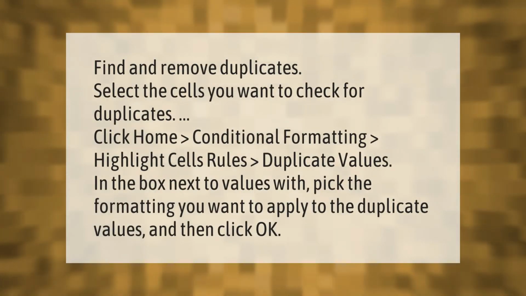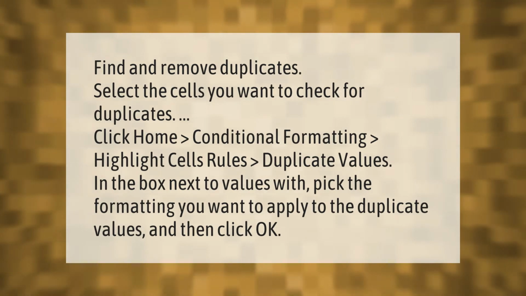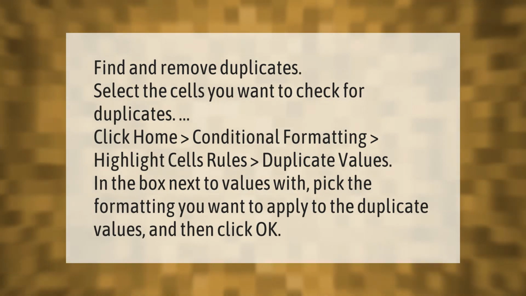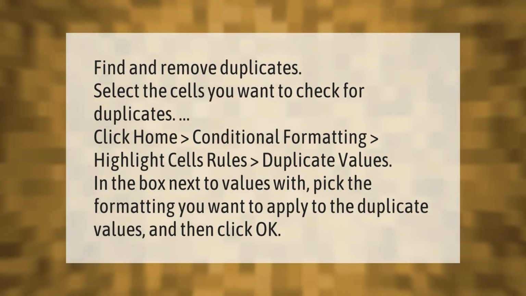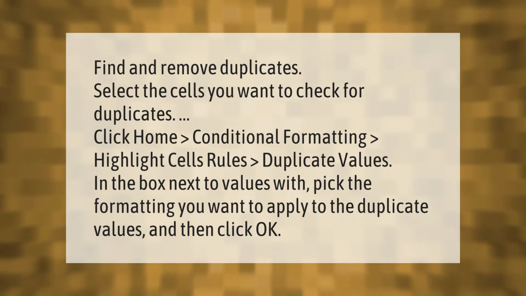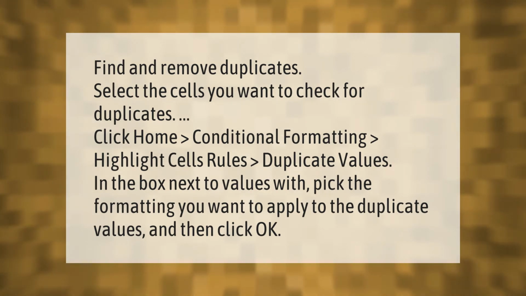Find and remove duplicates. Select the cells you want to check for duplicates. Click Home, Conditional Formatting, Highlight Cells Rules, Duplicate Values. In the box next to Values with, pick the formatting you want to apply to the duplicate values, and then click OK.